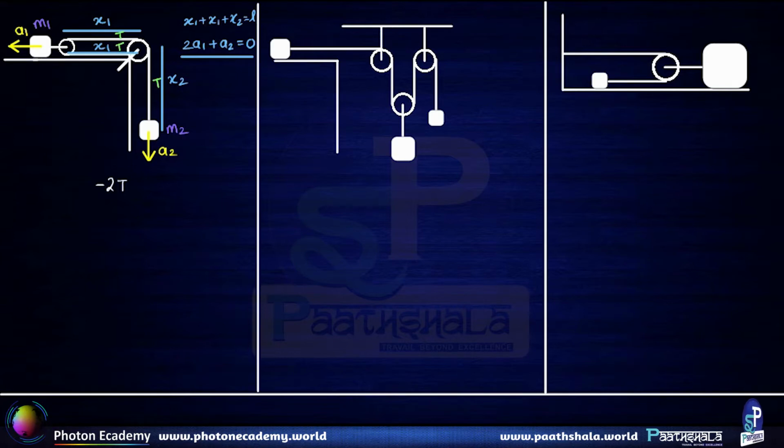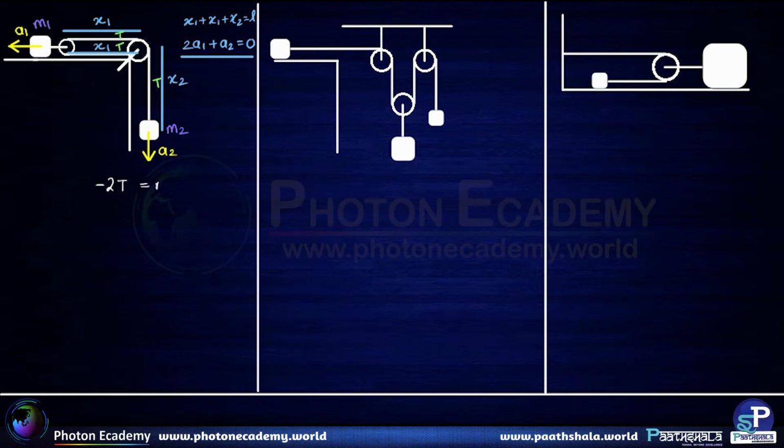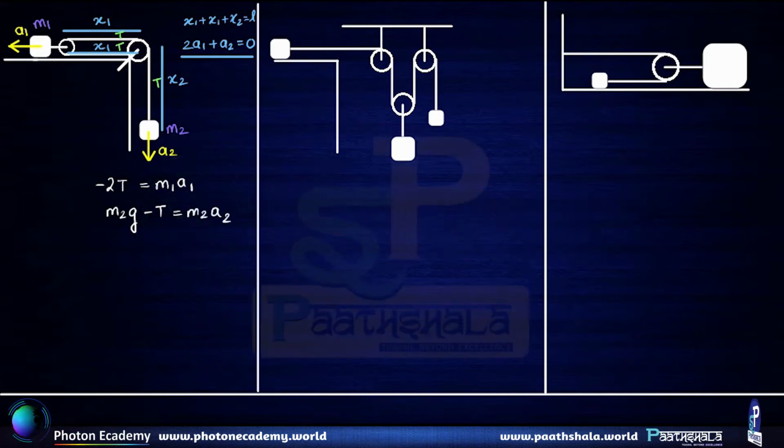So minus 2T is equal to M1 A1. For the mass M2, we get to write M2G minus T is equal to M2 A2. So these are the two constraint motion equations that we have to use.